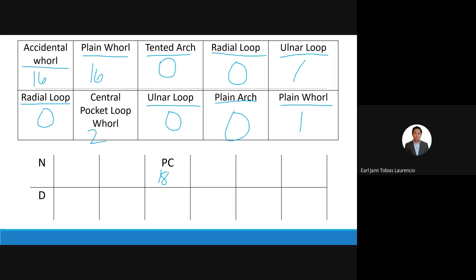Okay. Ilan yan? Sir, 16 plus 2, 18 po, plus yung arbitrary count of 1, 19 po lahat, sir. Okay. So, the denominator is 19. Okay, so, that is the primary classification of this fingerprint pattern.